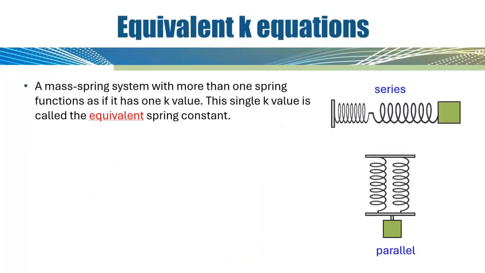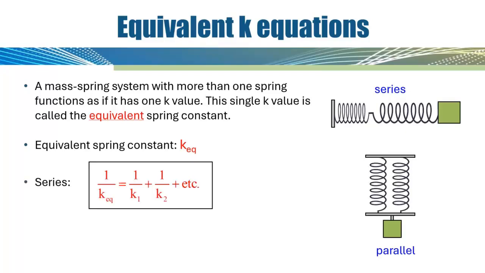A mass spring system with more than one spring functions as if it has only one K value, and the single K value is called the equivalent spring constant. The variable for equivalent spring constant is K with a subscript EQ. If you've already covered circuits, the equations to find KEQ are analogous to finding equivalent capacitance in a circuit, which is going to be opposite of finding equivalent resistance.